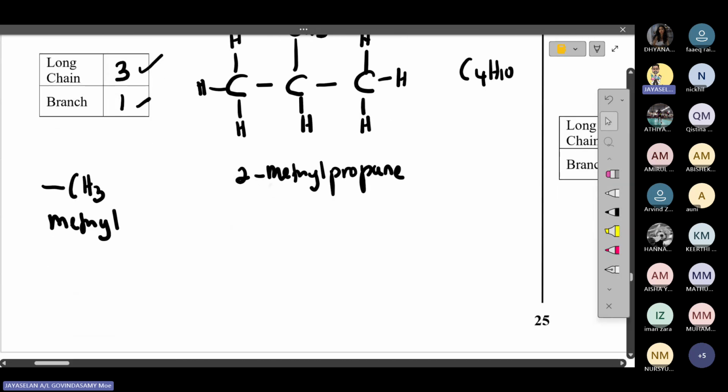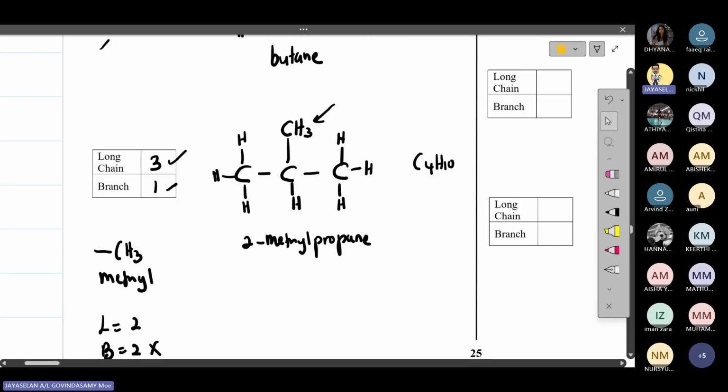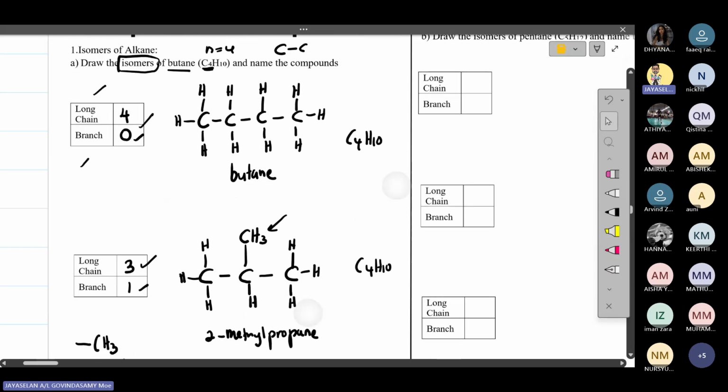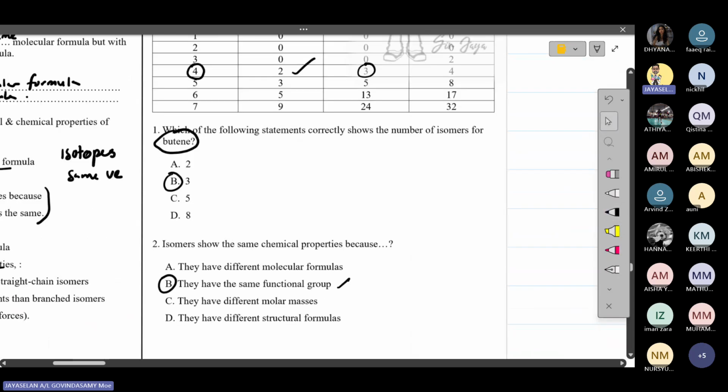Okay, so can I get another isomer? Long chain 2, branch 2. Cannot. Cannot be same. Always remember long chain mesti lebih tinggi daripada branch. So ni tak ada. So dua isomer. Any question? Okay, kita tengok alkane jadual ni, berapa isomer. Okay, so I still cannot do lah.